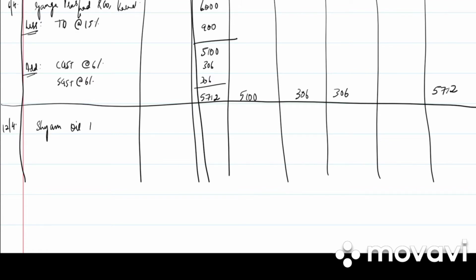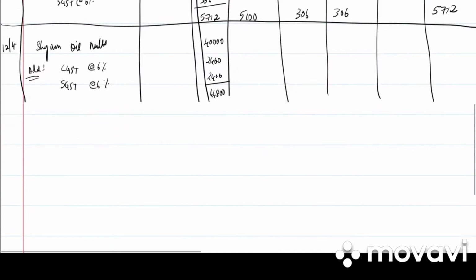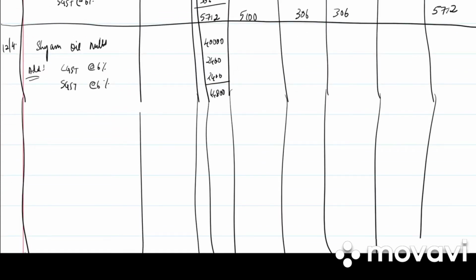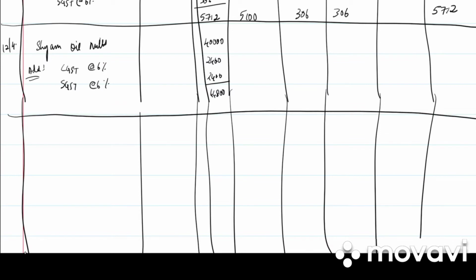After that we have on 12th April Shyam Oil Mills. It is 40,000. Add CGST at 6%. So 40,000 into 6 by 100, 2,400. SGST at 6%, 2,400. Total is 44,800. So under sales return we have 40,000, 2,400, 2,400, total is 44,800.